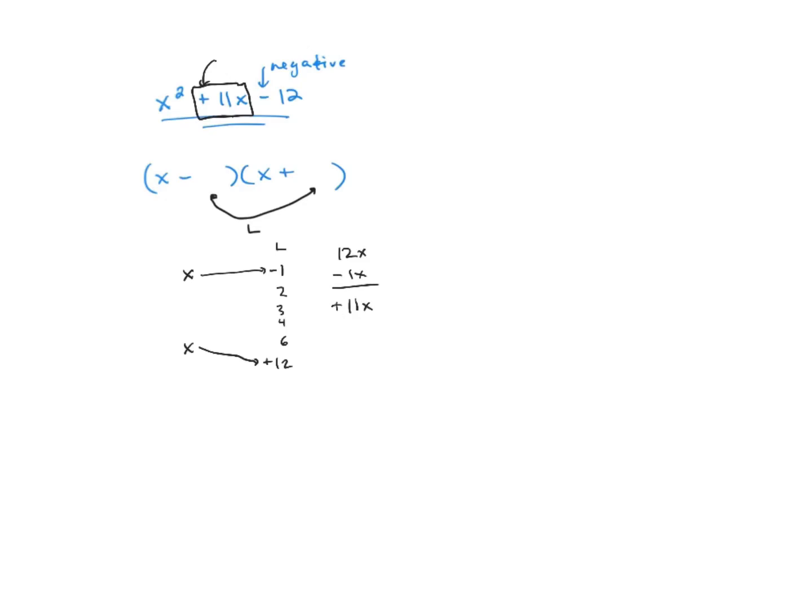Now let's just say I tried something different. Let's say I tried x times a 3, and I want the bigger number to be positive, so let's say negative 3, and x times a positive 4. I would have gotten positive 4x and a negative 3x, which would have been x. That's not what I want as far as my middle goes. So there is some trial and error, some testing, and changing your numbers.